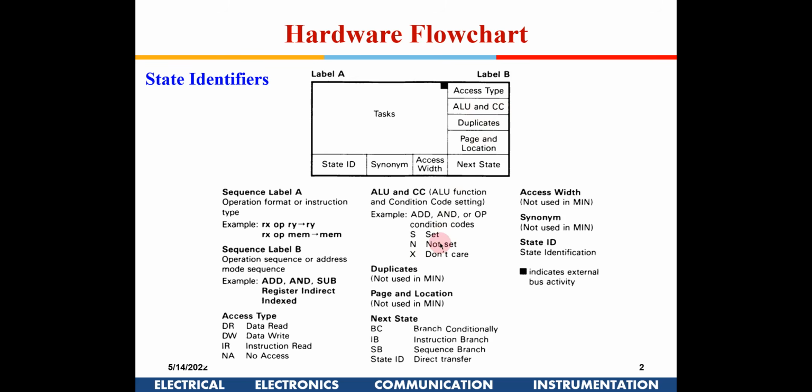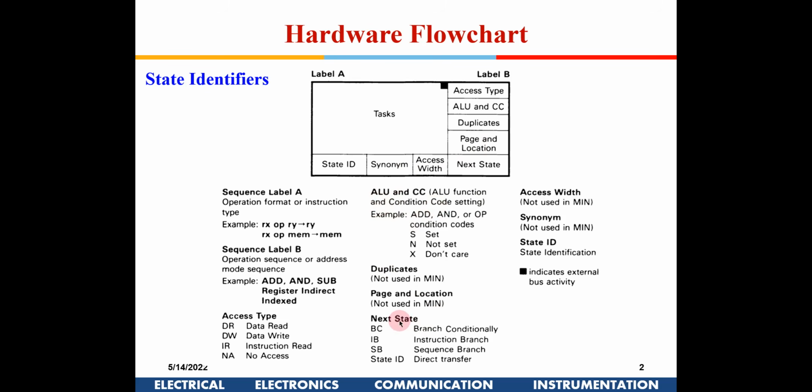If we don't have to check, generally for PC increment and decrement, we write N, and X stands for don't care. So here we write either S, N, or X. Duplicates: this is not used in the main instruction. Generally, if you have a similar thing in some other flowchart also, then you can use the duplicate. So that is not used. Page and location is also not used.